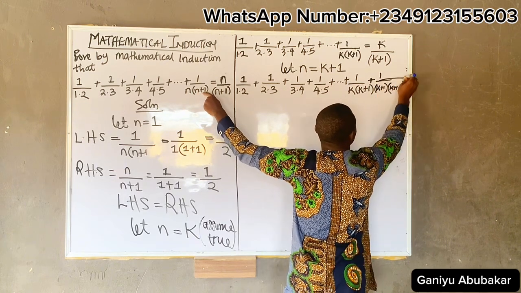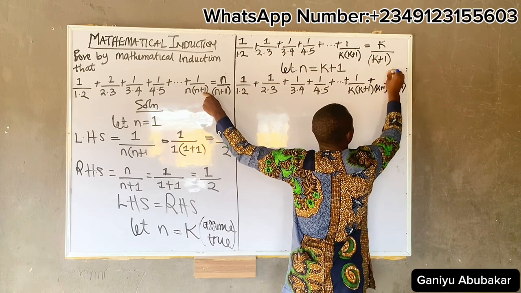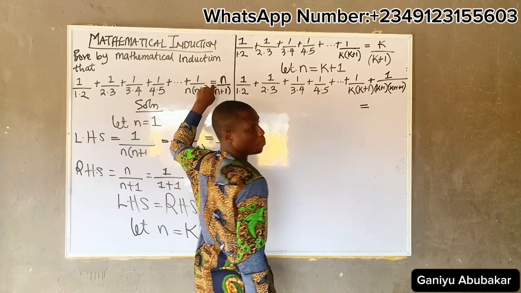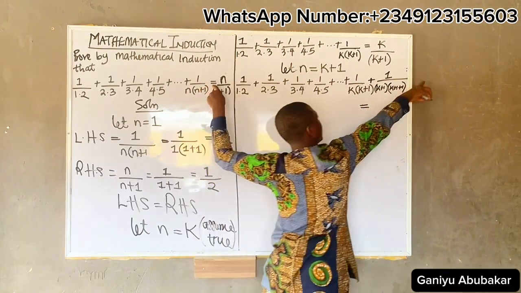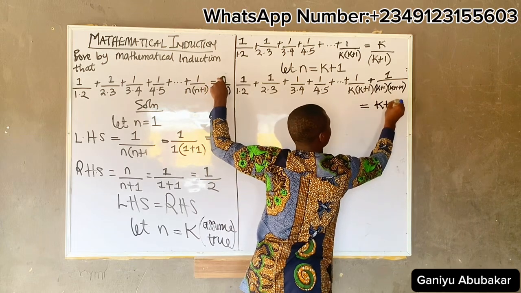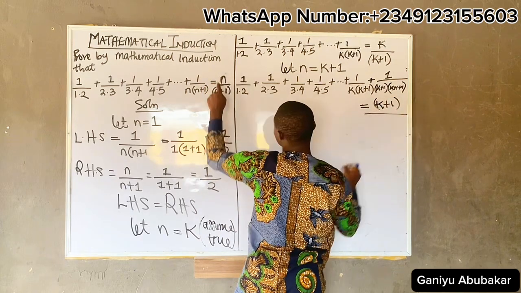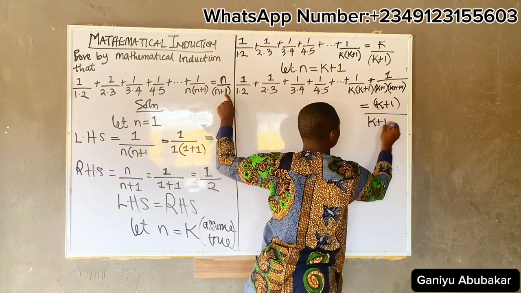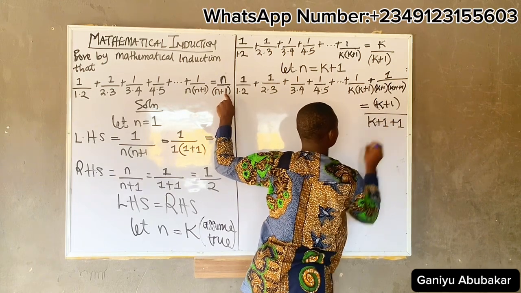Mind you, I'm not done yet. Right? I'm having equal to, let me put the equal to here for space sake. The equal to was meant to be here, but no space. So I have equal to, n is what? K plus 1 over what? N is what? K plus 1. I can see plus 1 here. Put what? A plus 1.